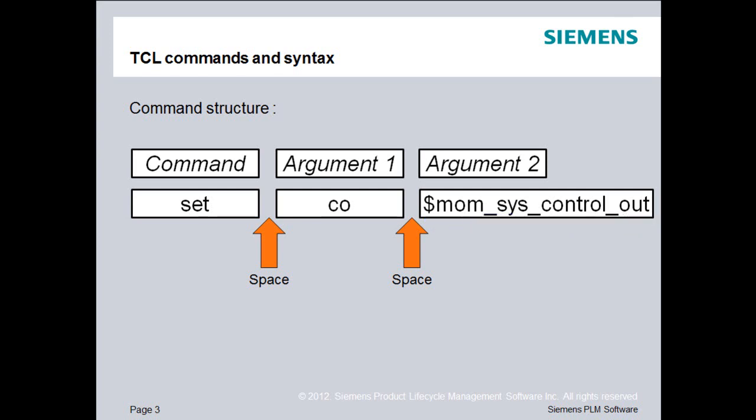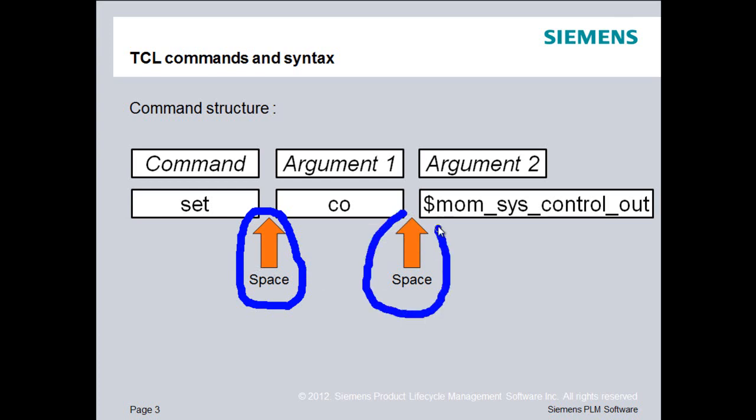Now between those 3 items, between the set and CO, and between CO and the value of this new variable, we had spaces. So spaces are very important in TCL. They're the delimiters. They tell TCL that this is the end of one command and the beginning of the next command or the next argument. So make sure that you put spaces where necessary.